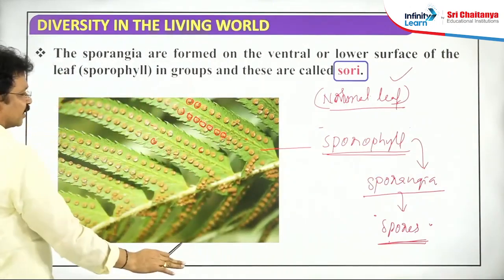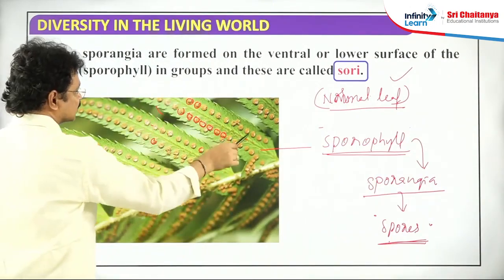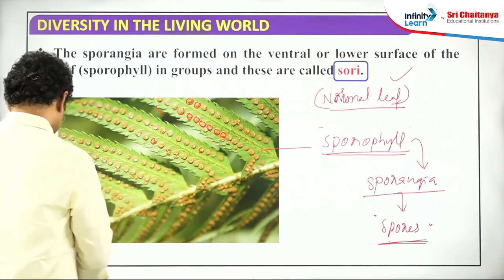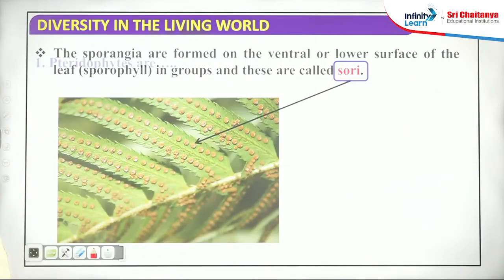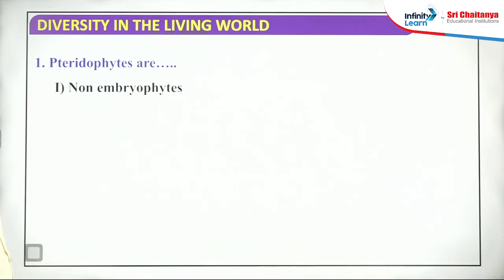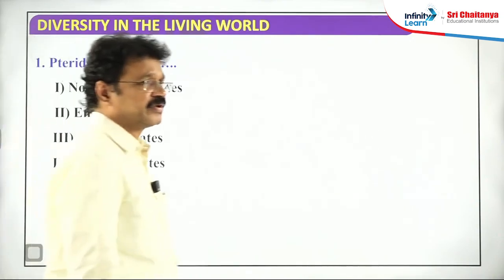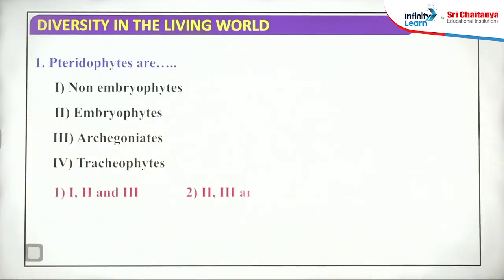For the first time in the plant kingdom, sporophyll-like structures are formed in pteridophytes only. The first sporophyllous plants in the plant kingdom are pteridophytes. Try to give answers for these questions. Read each and every option. Pteridophytes are: non-embryophytes, embryophytes, archegoniates, tracheophytes, and archegoniates.